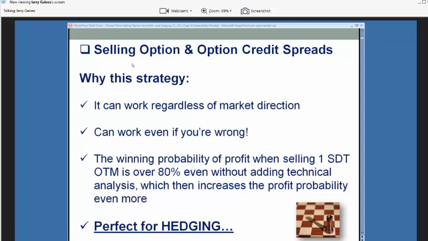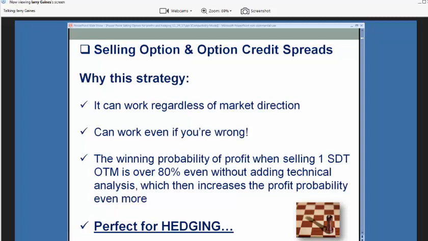So when you're selling options or option credit spreads, some of the great advantages are that they can work regardless of what the market direction is. That's one great thing, is that you don't have to be perfect on the market direction or timing. So they can also work, and even if you're wrong, you can make the trade pay off for you when you're using the right option setup.